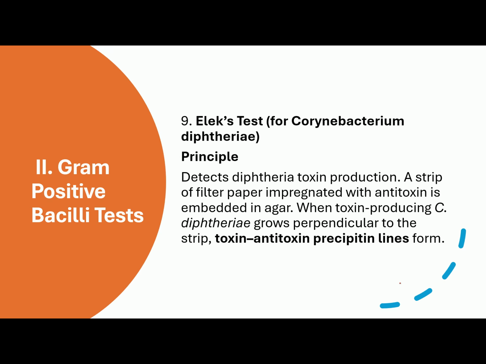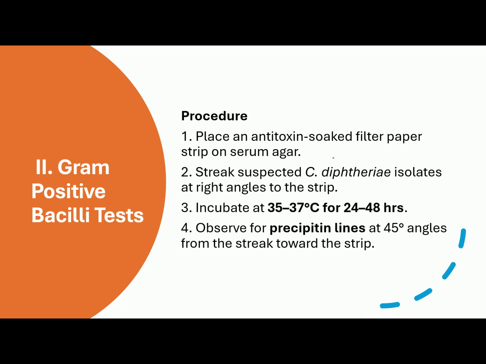Another specific test class, yung Elek test. This is designed for Corynebacterium diphtheriae. So it detects the diphtheria toxin, wherein you would use a strip of filter paper impregnated with antitoxin. When toxin-producing C. diphtheriae grows perpendicular to the strip, a toxin-antitoxin precipitin line forms. So place the antitoxin-soaked filter paper strip on serum agar. Streak suspected C. diphtheriae isolate at right angle to the strip. Incubate at 35 to 37 for 1 to 2 days. Observe for precipitin line at 45-degree angle from the streak toward the strip.